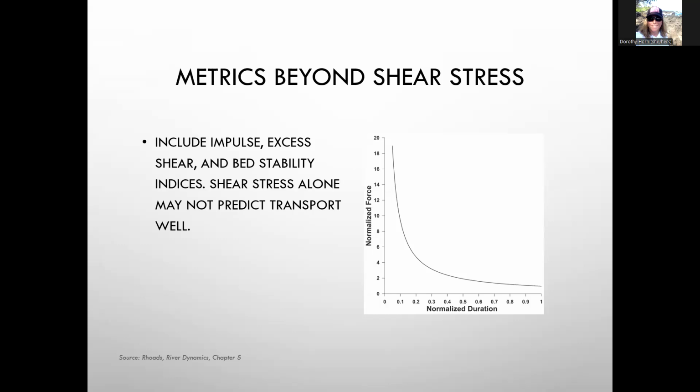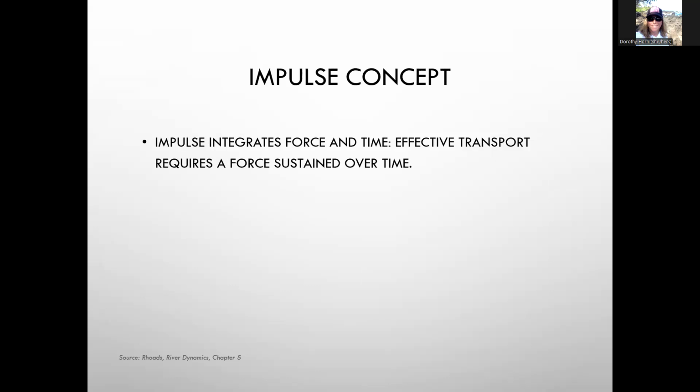And then we have these different kinds of metrics that we look at that are beyond what we're just looking at for shear stress. So it can be impulse and bed stability. You can't just use shear stress to predict what's going to move and what's not going to move. It has to do with a lot of other things going on in the river. It can't just be one thing of shear stress.